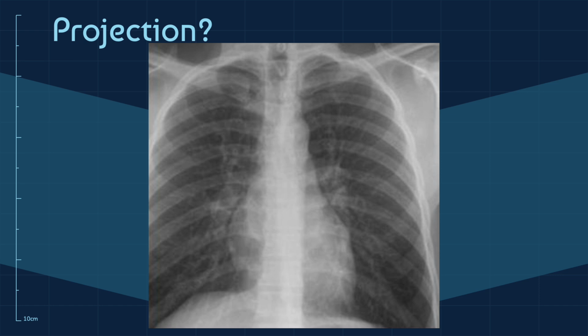This is an example of what a poor projection of a radiograph looks like. This is determined by the fact that you cannot see either hemidiaphragm and part of the ribs, and part of the lungs is not shown in the image.